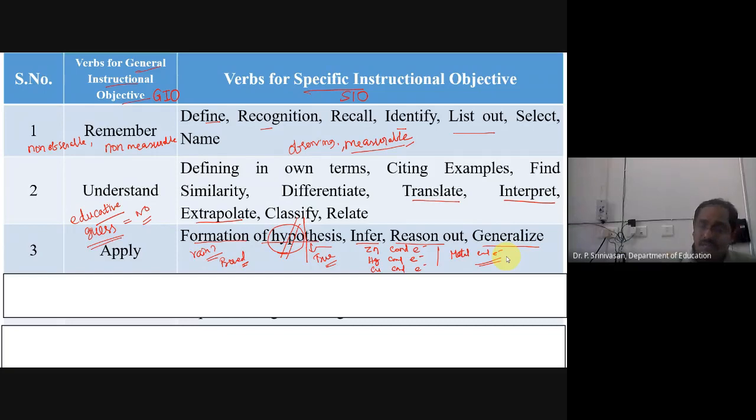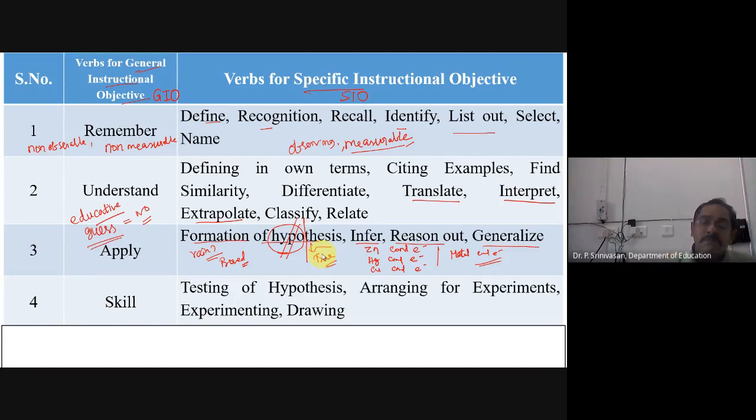Okay, see the verbs. These are the verbs: formation of hypothesis, infer, reason out, generalize. All those things you have to use in your SIO. Okay, next one. Forming of hypothesis comes under apply, and testing of hypothesis comes under skill. Arranging for experiment, experimenting, drawing, all those things come under skill, where the leftover cognitive domain like analyze, create, evaluate, along with the entire psychomotor, comes under this skill, the fourth one.